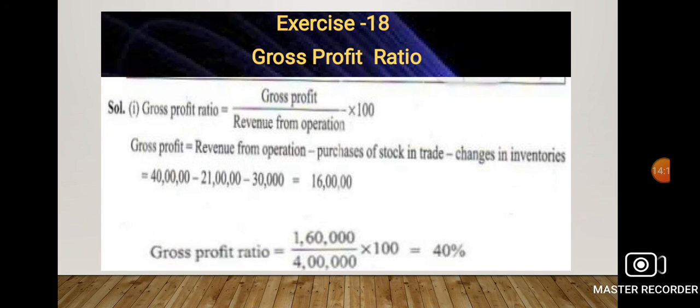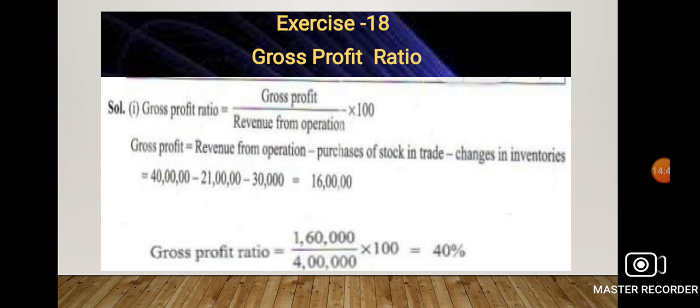Then exercise number 18. From the following information, the trading activities of Jones Limited, calculate gross profit ratio, net profit ratio, operating cost ratio, then operating profit ratio. So in this problem, we have to find out four ratio values. The first one, gross profit ratio. What is the formula of gross profit ratio? Gross profit divided by revenue from operations into 100.